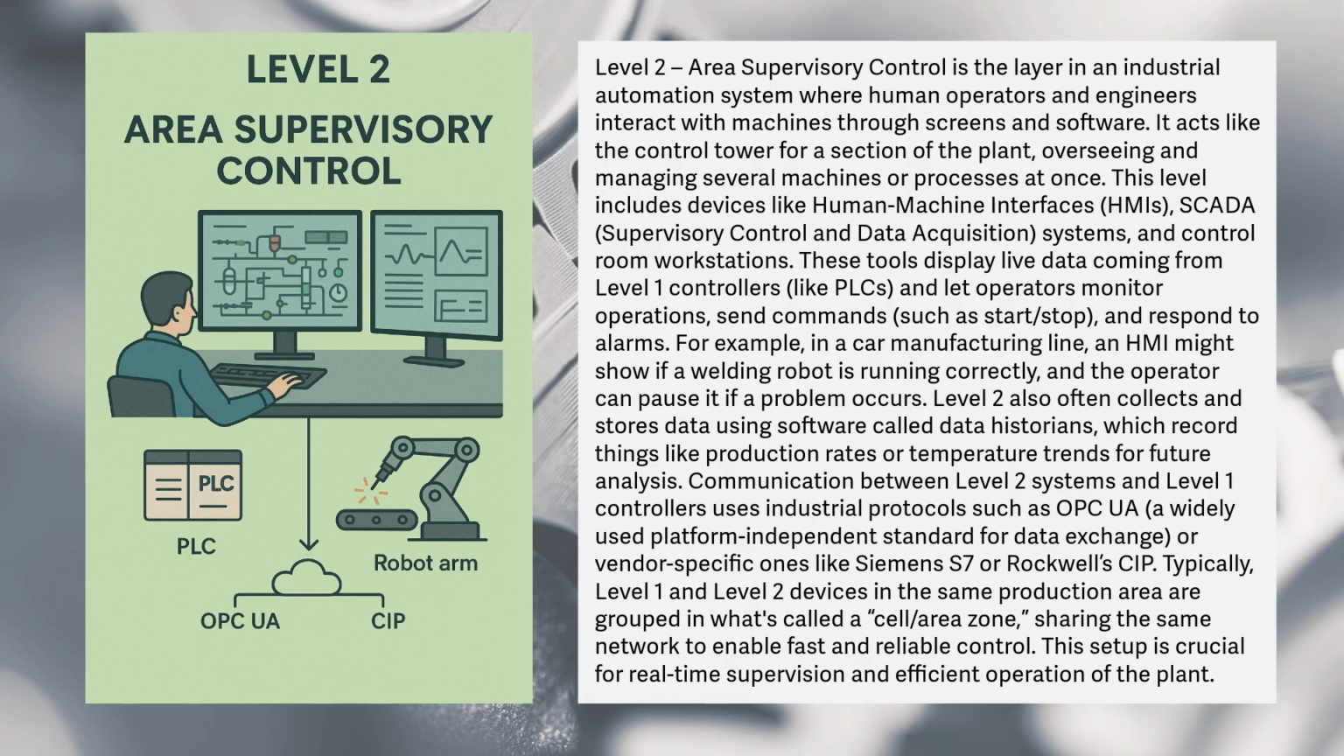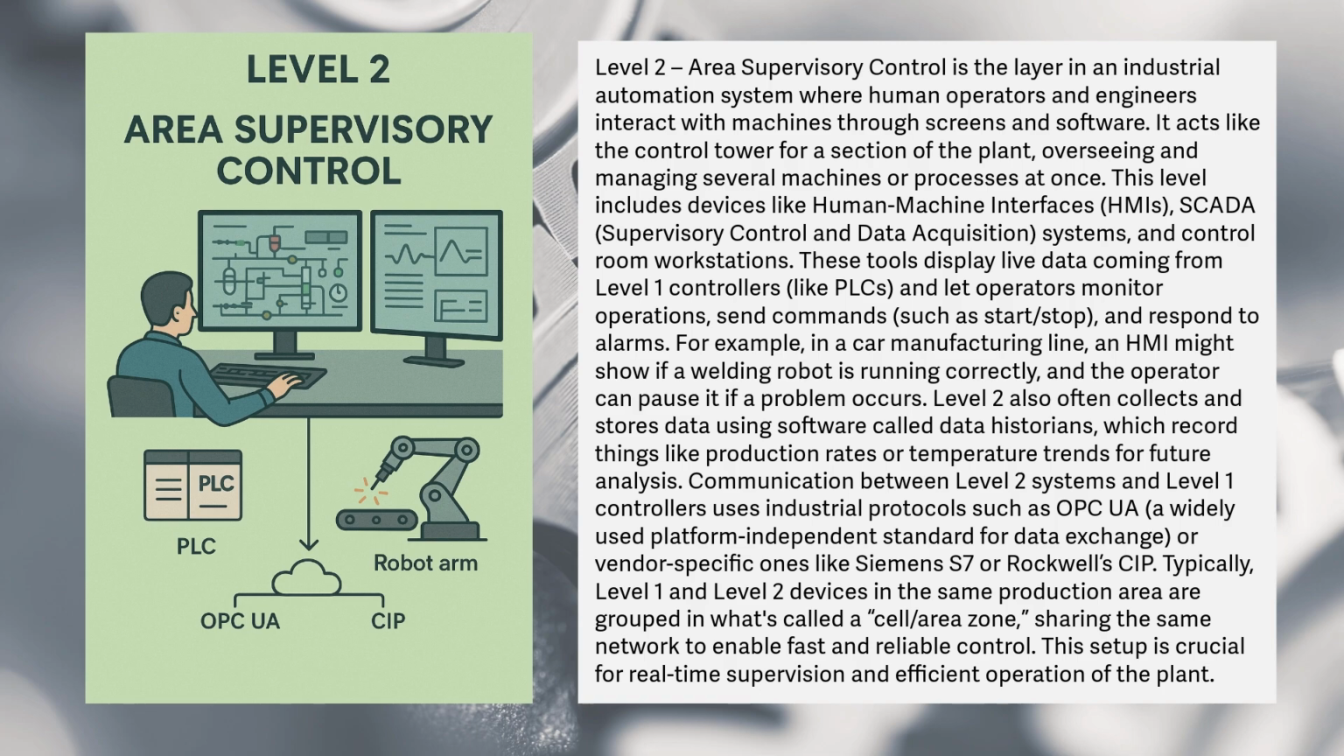These tools display live data coming from Level 1 controllers, like PLCs, and let operators monitor operations, send commands, such as start/stop, and respond to alarms. For example, in a car manufacturing line, an HMI might show if a welding robot is running correctly, and the operator can pause it if a problem occurs.